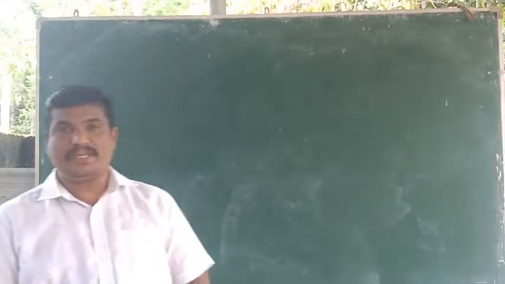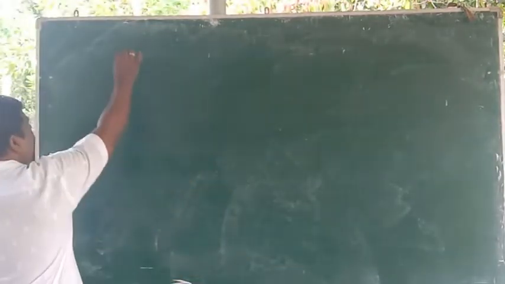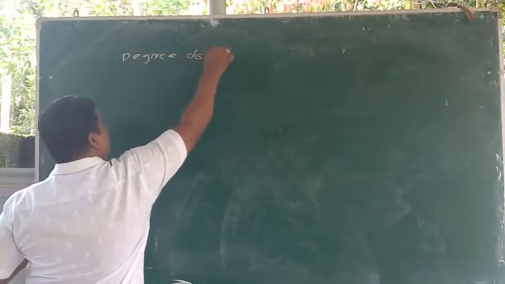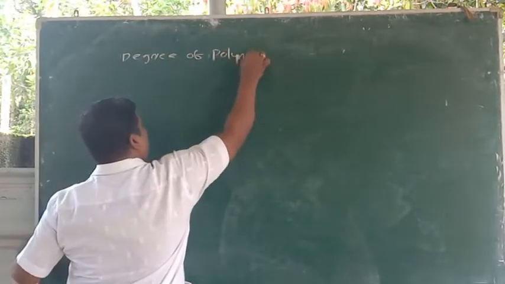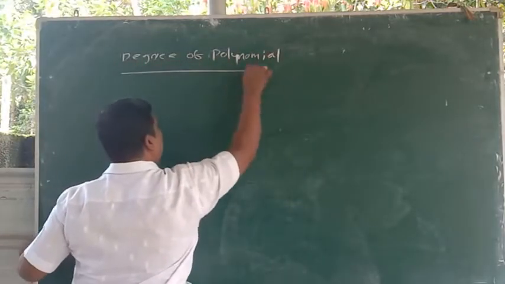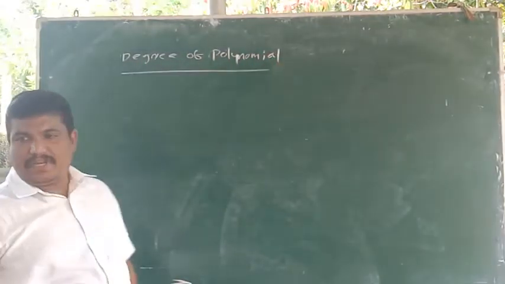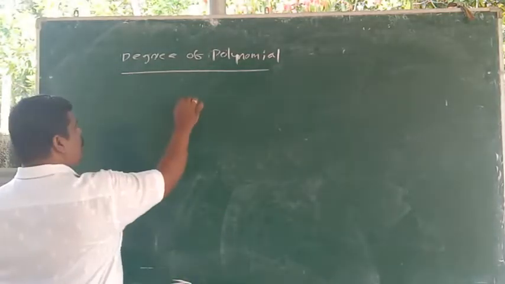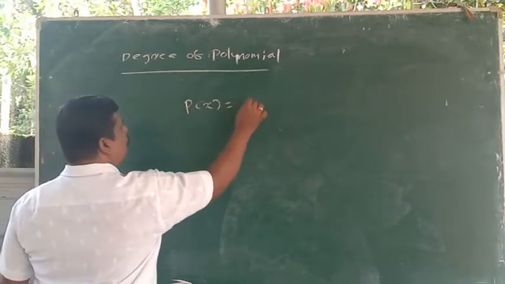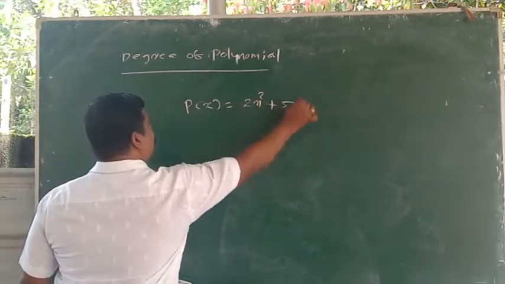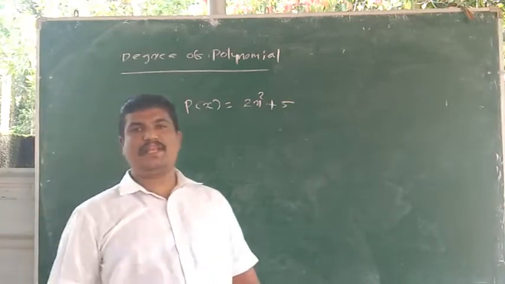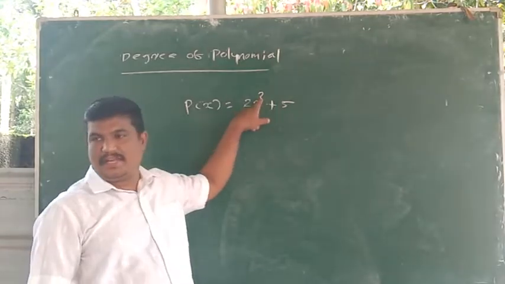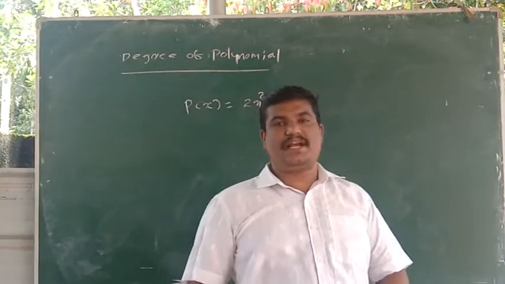Next topic, degree of polynomial. What is the degree? All of you know, right? What is the degree of the polynomial? Here, example. p of x is equal to 2x square plus 5. What is the degree of the polynomial? Yes, the degree of the polynomial is 2, the highest power. The highest power of the polynomial is called its degree.